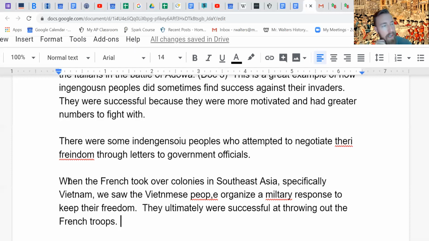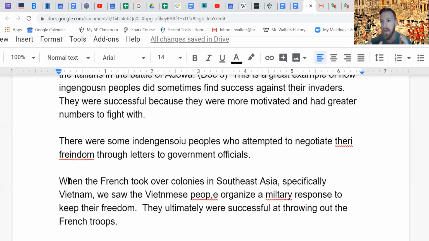So I could always give a letter. My other piece of evidence could be the letter that was sent to the British government from, or is it Algeria, that they asked them to leave. They attempted to do that, and then you could even talk about any of those others. There were several African countries that attempted to negotiate their way out of colonial rule. The Mau Mau rebellion in Kenya is another example of a military response.